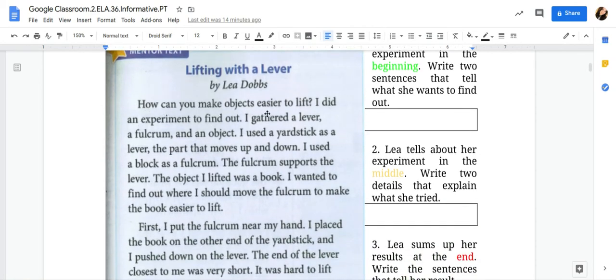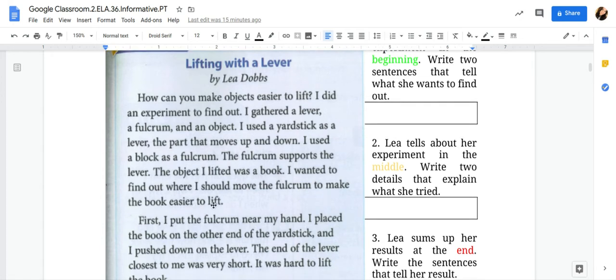How can you make objects easier to lift? I did an experiment to find out. I gathered a lever, a fulcrum, and an object. I used a yardstick as a lever, the parts that move up and down. I used a block as a fulcrum. The fulcrum supports the lever. The object I lifted was a book. I wanted to find out where I should move the fulcrum to make the book easier to lift.